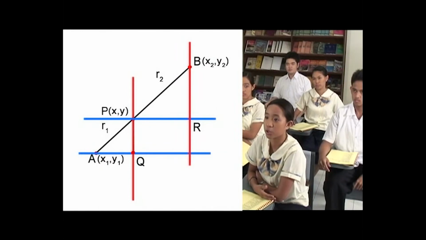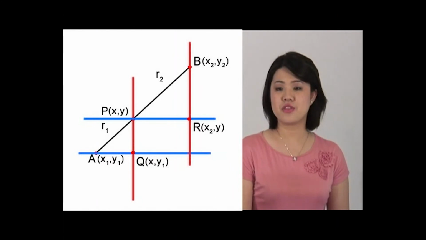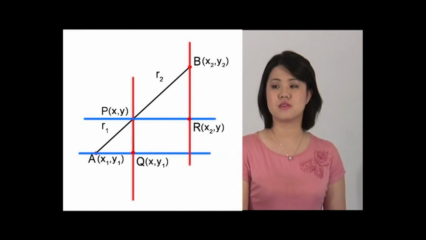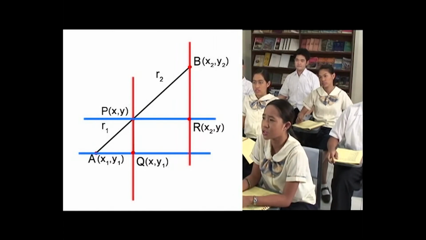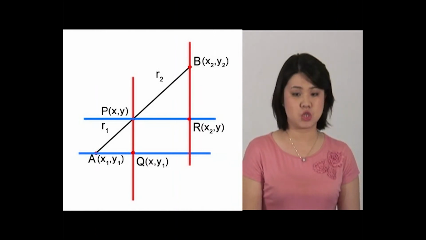Point Q is the intersection of the horizontal segment AQ and the vertical segment PQ. So Q has coordinates (x, y1). Similarly, R is the intersection of PR and BR. So we have point R with coordinates (x2, y). From our given figures, how are these two triangles related? They don't seem to be congruent, since triangle AQP looks smaller than triangle PRB, but they seem to have the same shape. Do you remember what we call triangles having the same shape?